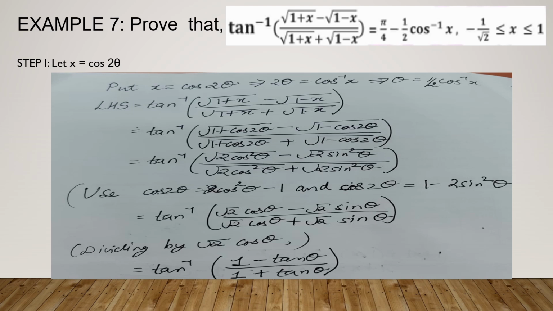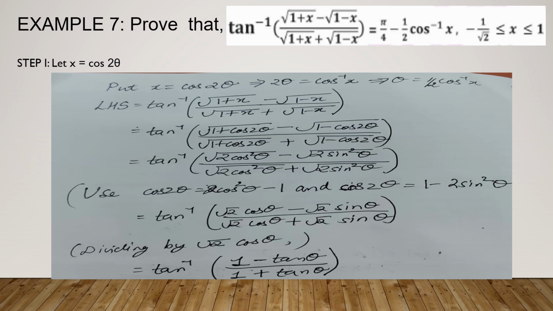First step, let us simplify. Let x be equal to cos 2 theta. You will understand why we have taken this as we proceed further. So let x be equal to cos 2 theta. So obviously 2 theta is equal to cos inverse of x, and theta is half of cos inverse of x. Keep that aside. Let us start from the left hand side.